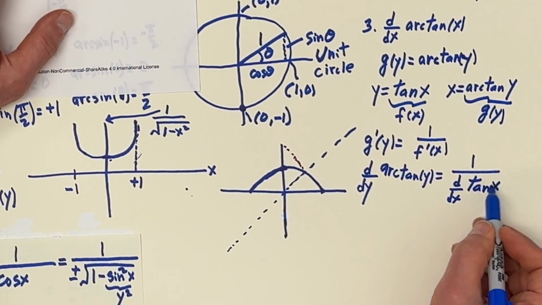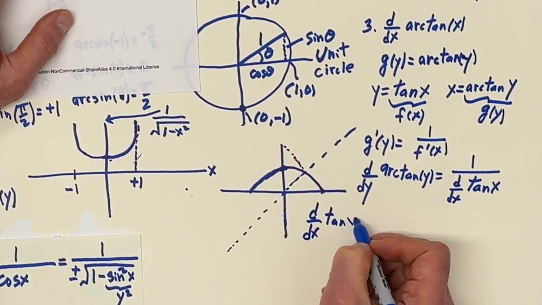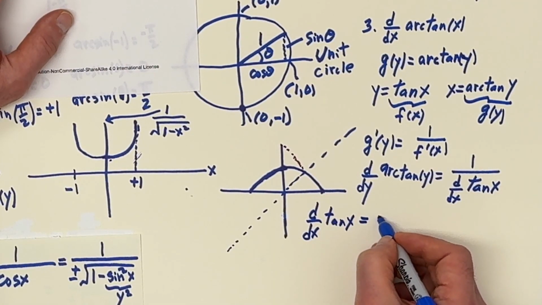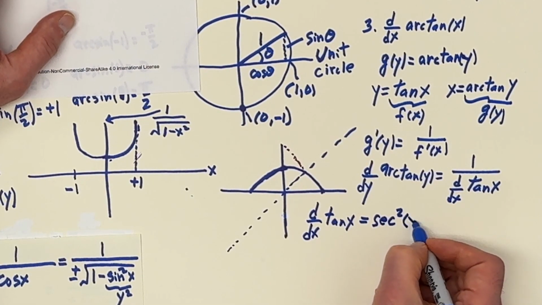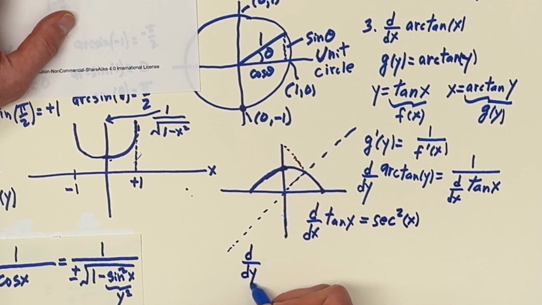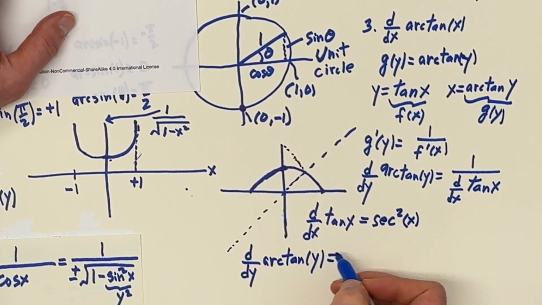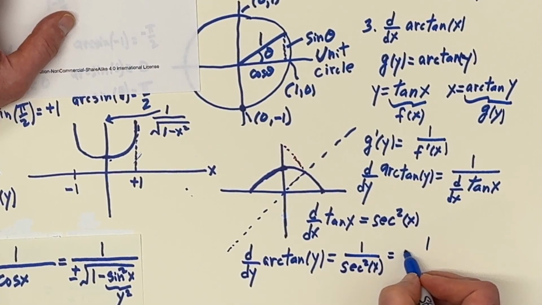This part here, in other words, d dx of tangent of x is equal to the secant squared. So we're going to have, for the derivative of the arctangent, 1 over the secant squared. Now we know that the secant squared is 1 plus the tangent squared.